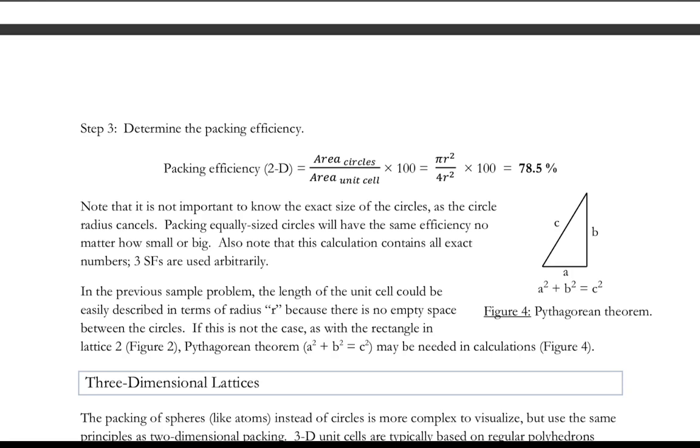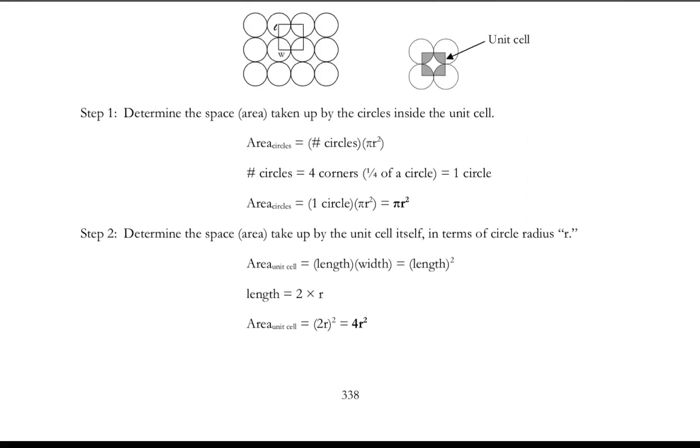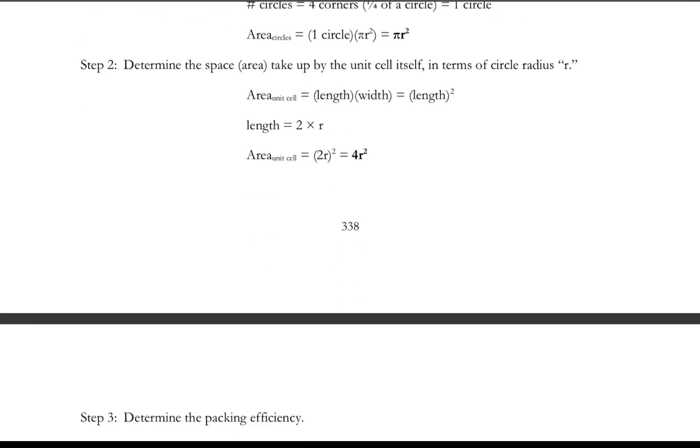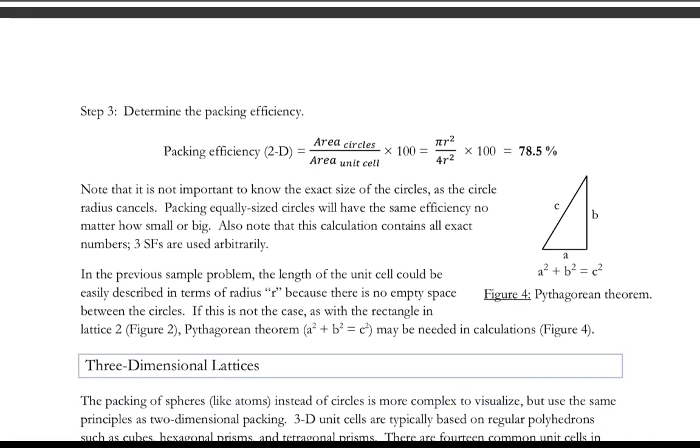In the previous sample problem, the length of the unit cell could be easily determined in terms of the radius r because there is no empty space between the circles. Let's go back to that unit cell. We could look at the unit cell and just see what a length is in terms of r. Sometimes, depending on the lattice, there's empty space between the circles, and so it turns out that we have to end up using the Pythagorean theorem. An example like this is in the Chapter 10 handout.